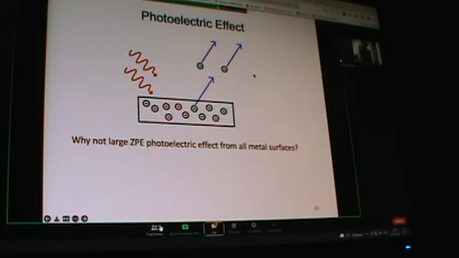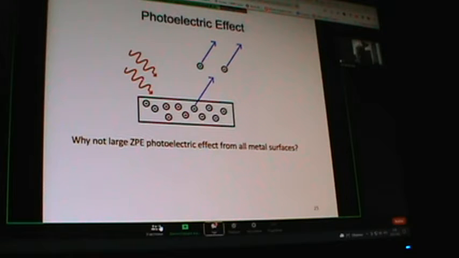And this was discovered by Hertz in 1887. In 1905, Einstein codified it as the photoelectric effect, mixing it with Planck's idea of a packet, if you like, of electromagnetic radiation, which we now call a photon.